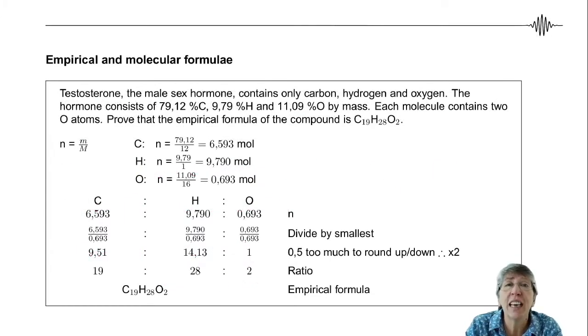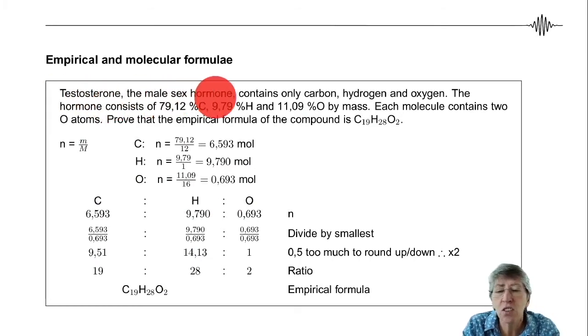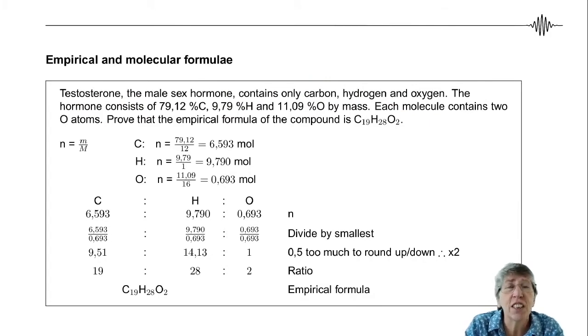Now we are going to look at empirical and molecular formulae. If we have testosterone, the male sex hormone, that contains carbon, hydrogen, and oxygen. And it consists of, and there they give us percentages. Now remember, a percentage is in 100 grams. Now when we want a formula, we want to write something like this final answer, C19H20O2. We can't write commas down there, we can't write percentages, and this is mass percentage, and that is particles or mole ratio. So we need to go from mass to moles first.